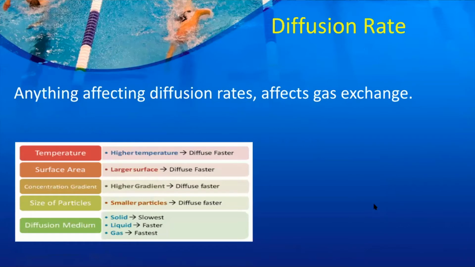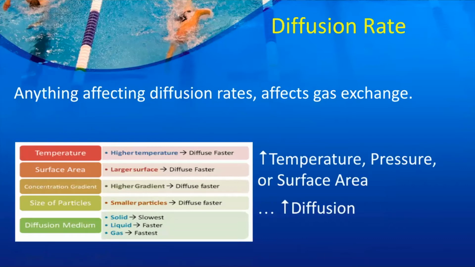Okay, so diffusion rate, anything that affects diffusion rate will also affect gas exchange. So some things to think about: temperature. Remember, molecules are moving more quickly at a higher temperature, which means they're colliding more often, which means they're going to spread out more quickly. So increase in temperature increases diffusion rates.